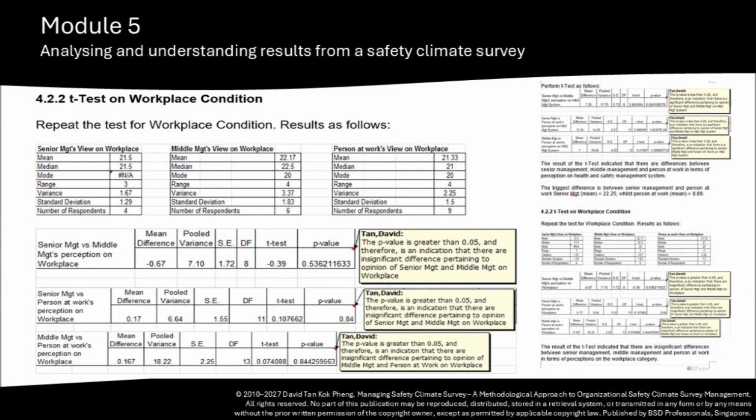4.2.2 T-test on workplace condition. The next test is conducted to analyze whether there is any significant difference in opinion between senior management, middle management, and persons at work regarding workplace condition. To begin with, descriptive statistics are computed for each group, including mean, median, mode, range, variance, standard deviation, and number of respondents. The results are presented as per table.